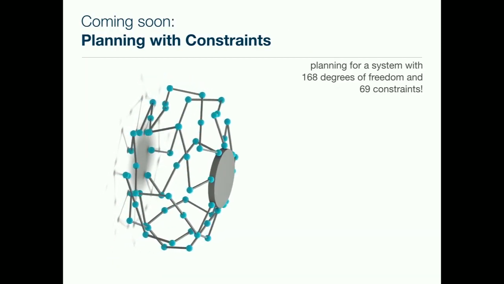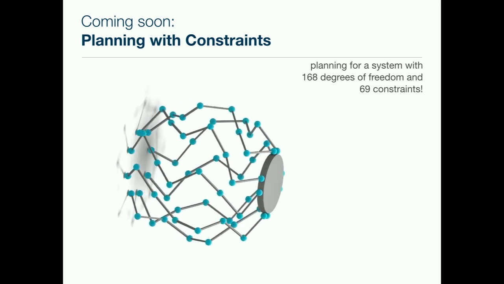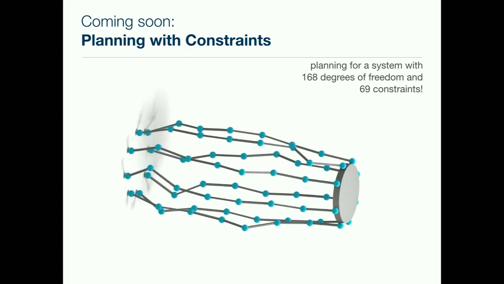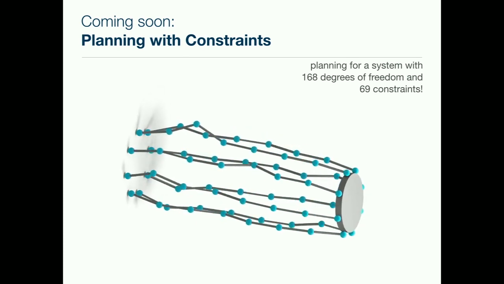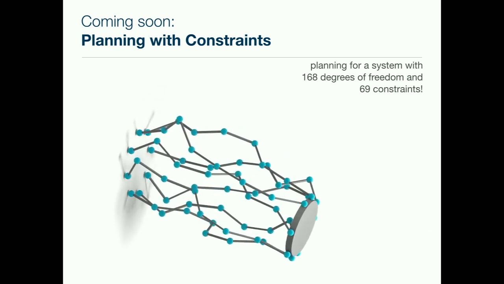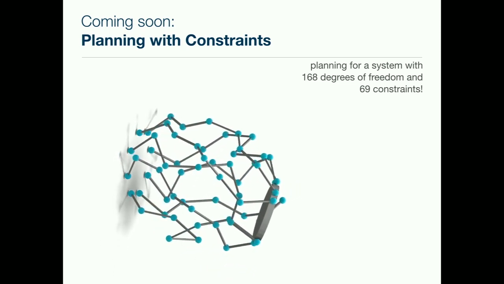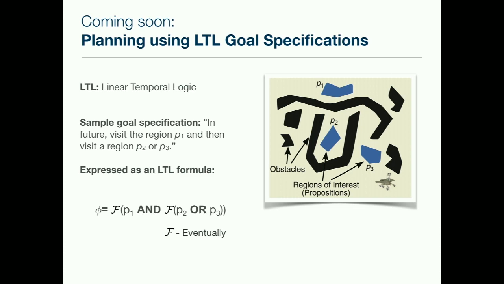We are trying to push our results to the community to the extent possible, so very soon this library will have all the capabilities for planning with constraints. Here is an example of what you can do in a fraction of a second: 168 degrees of freedom, 69 constraints. We are also interested in going beyond motion planning, and this is planning that would satisfy different goal specifications.